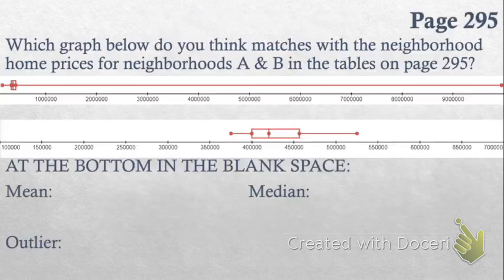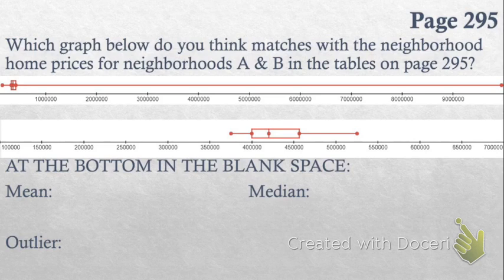Page 295. On page 295, you guys have tables. Up on the screen, I made box plots to go with each of those tables. I want you to look at the data contained in each of those tables and decide which box plot goes with which neighborhood. The table on the left is the home prices in neighborhood A, and the table on the right in your book is the home prices in neighborhood B. I want you to decide which box plot goes with which neighborhood.